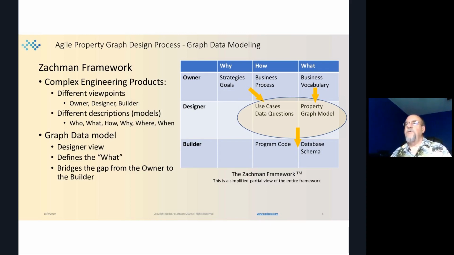And we're operating right here. We're in the what column. Remember, it's what, not how. Of course, the how is important. We need to look at use cases, data questions. These are derived from our strategy, our goals, our business processes that we get from our owners. So this is all important input, but we're focusing on the data model. And we're at the designer view, defining the what, and we're trying to bridge that gap between the owner and the builder.